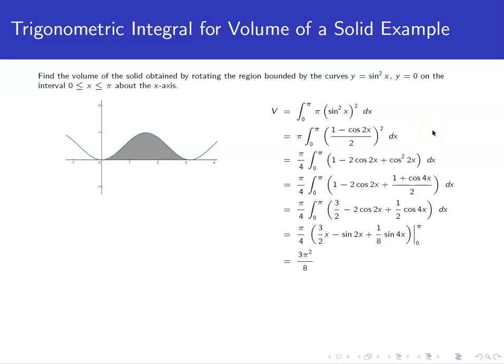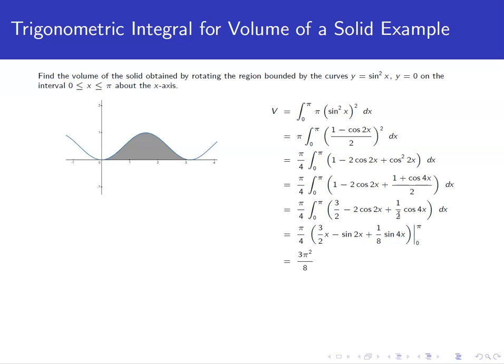Well, we can use our power-reducing formula to replace sine squared x with 1 minus cosine 2x over 2. Foil that piece out. We'll get 1 minus 2 cosine 2x plus cosine squared 2x. That's what we get when we foil out the numerator. 2 squared is 4, so we can pull a 1/4 out in front of our integral. So that's where the pi over 4 is coming from.